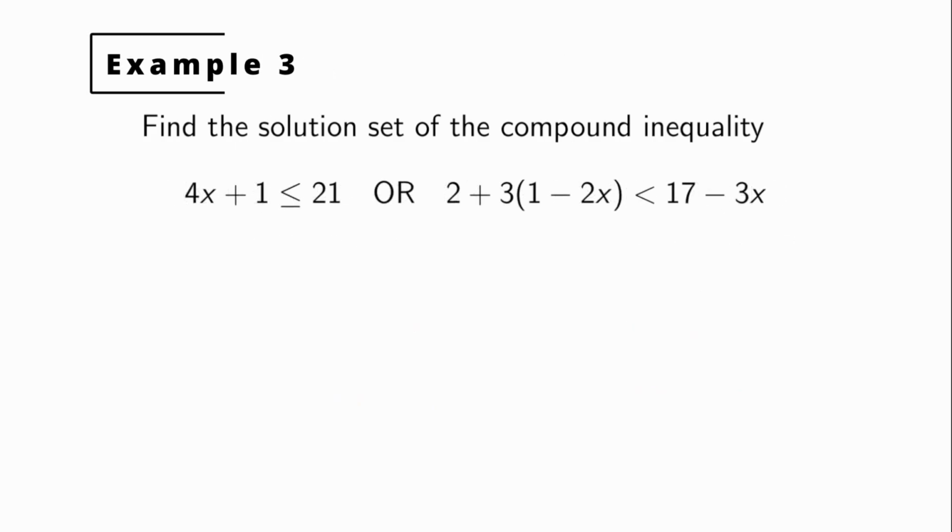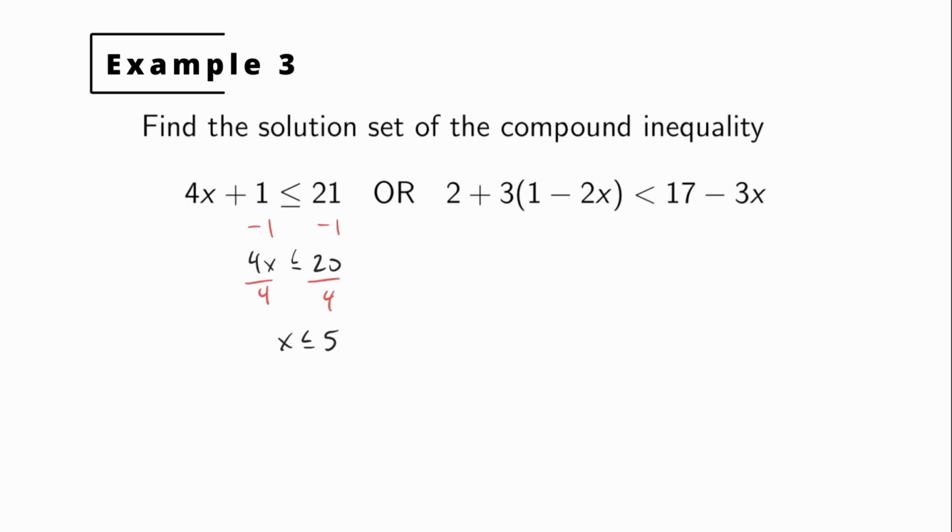Example 3. First, we start by solving the inequality on the left. This one's relatively straightforward. Subtract 1 from both sides. We arrive at 4x is less than 20. Divide by 4 on both sides. And we get x is less than or equal to 5.